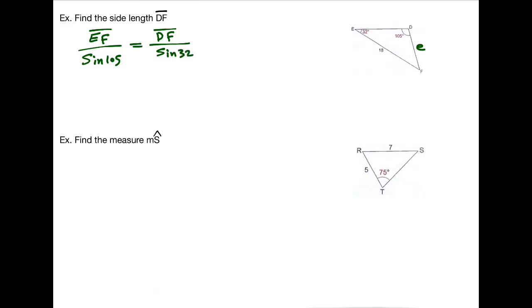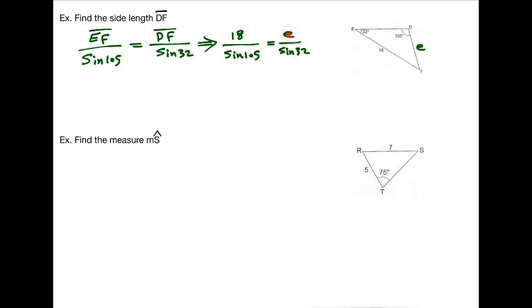Okay, so let's replace the values. From this one, we will have side EF given by 18 divided by sine 105. This must be equal to, DF is unknown, so we call it e over sine of 32. Notice that these two values are known. You can easily use a calculator to find the sine of these two angles. So the only unknown in this equation is that little e here.